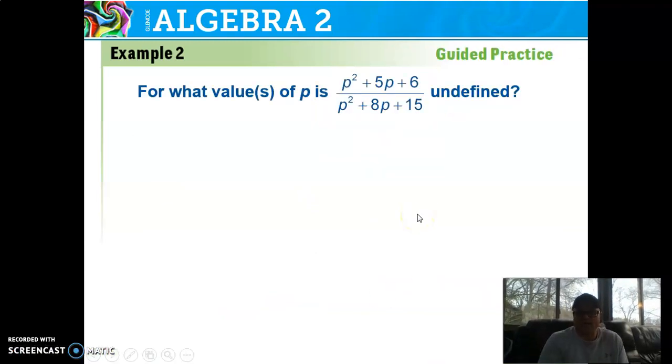Okay, you try this one and see if you can figure out what values of p make this expression undefined. Pause the video if you need to, and then press play to see the answers. Final answers are negative 5 and negative 3. This polynomial on the bottom of the denominator factors into p plus 5 times p plus 3. So the solutions are p equals negative 5 and p equals negative 3, which make the denominator equal 0, which make the expression undefined.